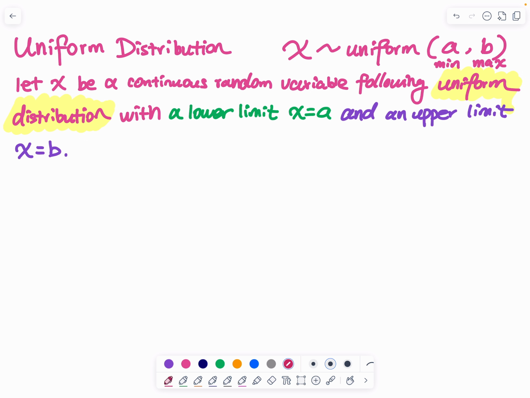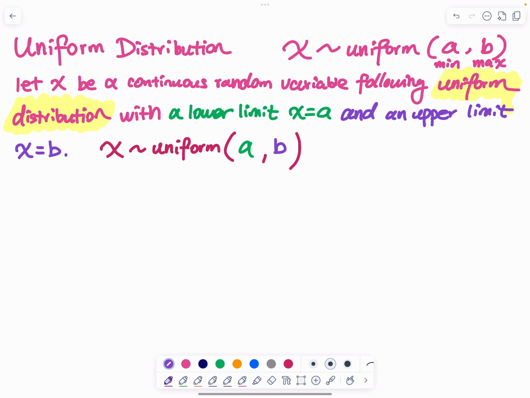then in short, because you know that math people, stats people, like to use symbols instead of writing a full sentence, they say x follows uniform. Sometimes they just use a capital letter U, uniform distribution with lower limit A and upper limit B. So lower limit is A, upper limit is B. I will just follow the color.